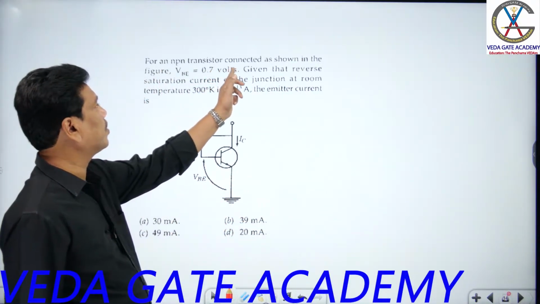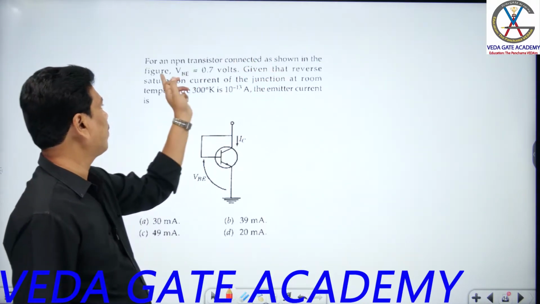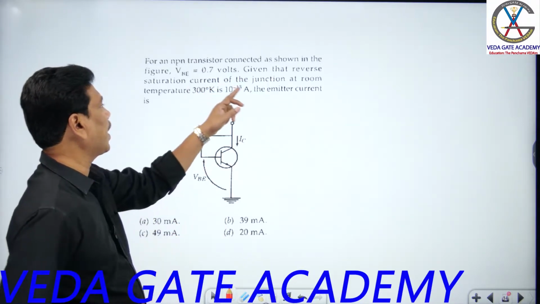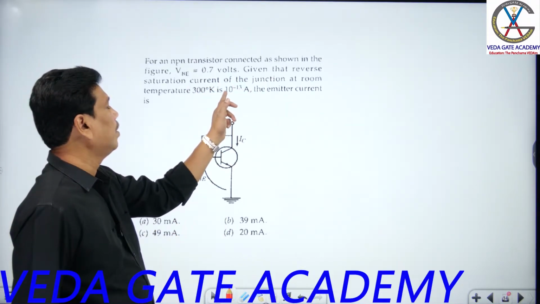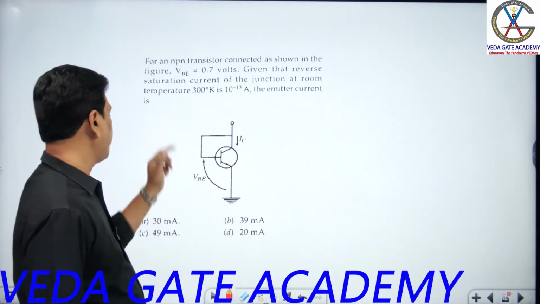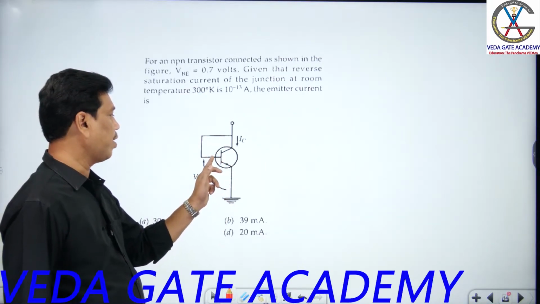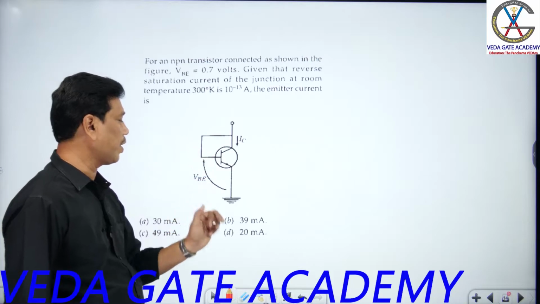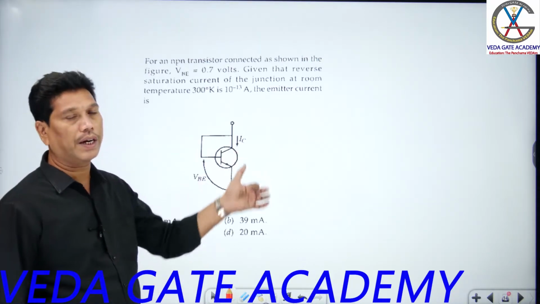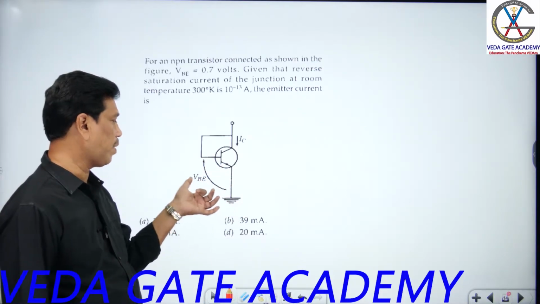For an NPN transistor connected as shown in the figure, VBE equal to 0.7 volt, given that the reverse saturation current of the junction at room temperature is 10 power minus 13 ampere. The emitter current is, so this is the BJT circuit given, students, where you observe now the base and collector are shorted together. So it looks like an emitter diode with the collector junction shorted. And you remember now, this emitter diode is forward biased by VBE.